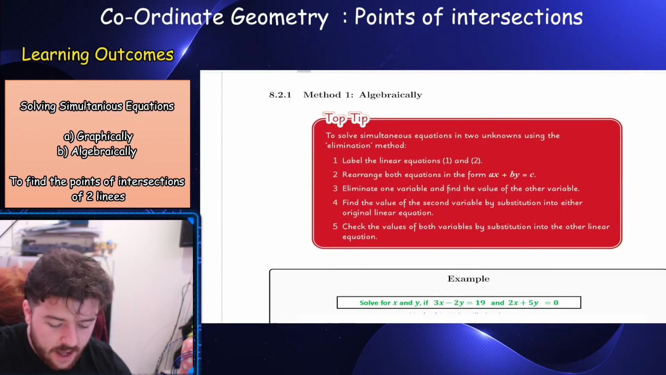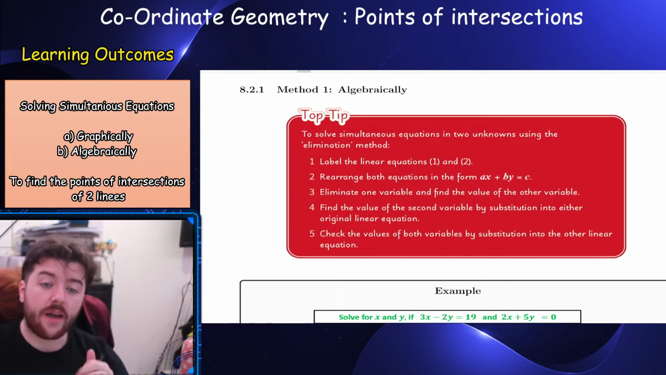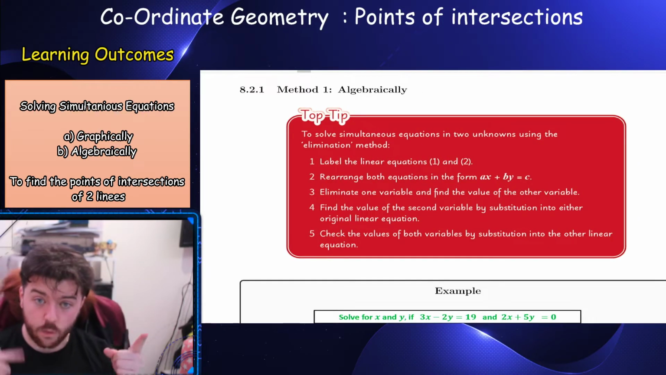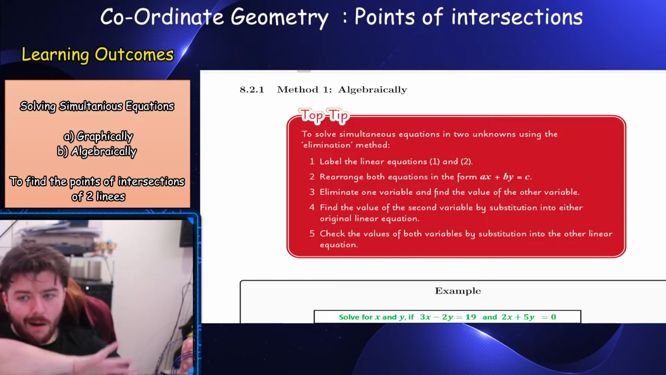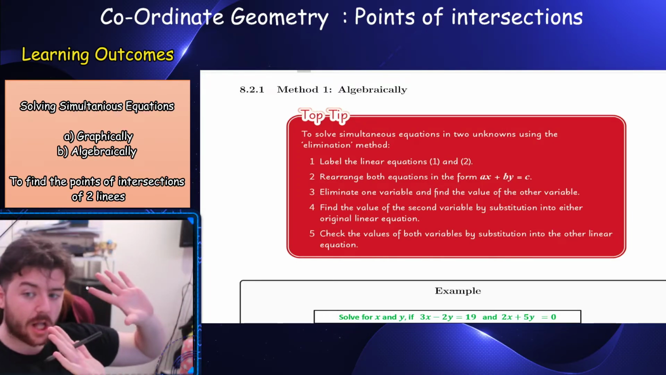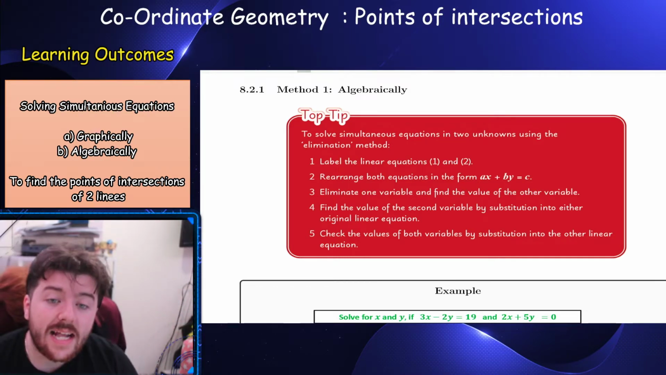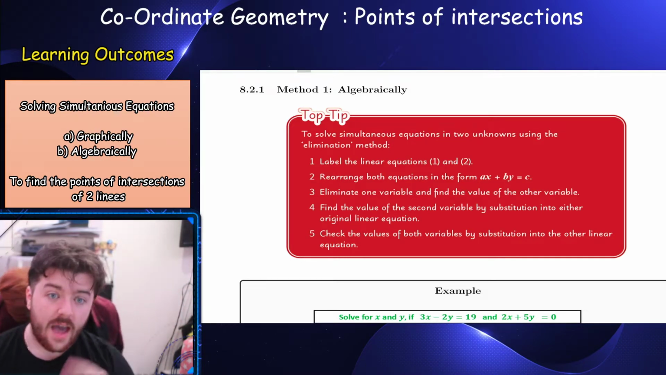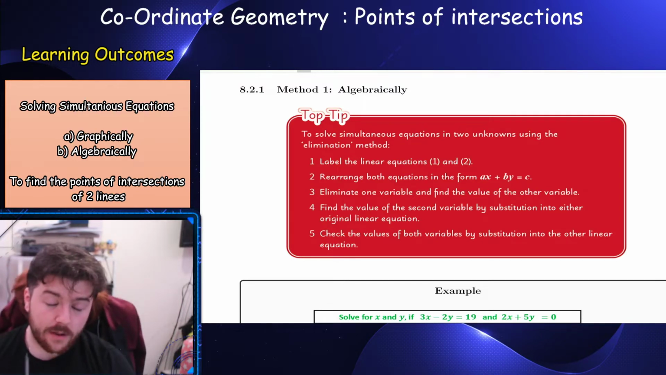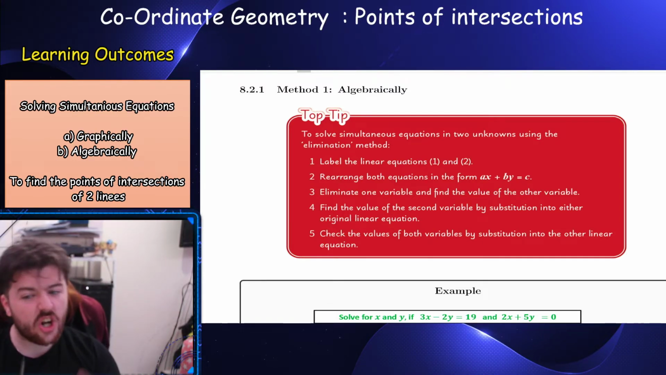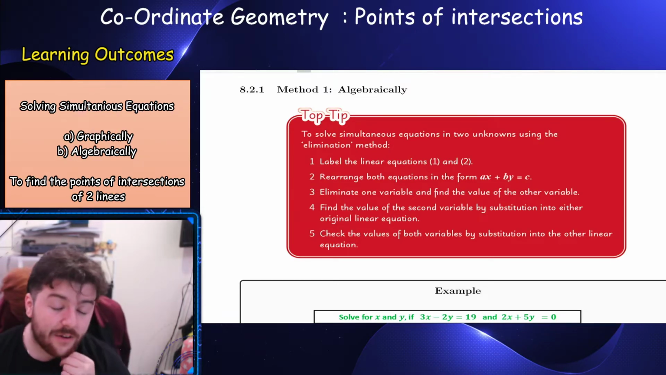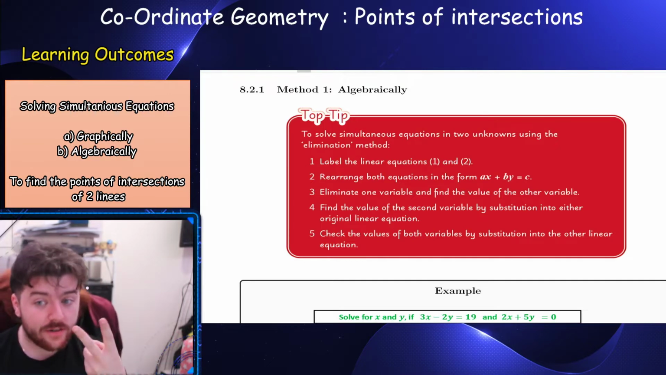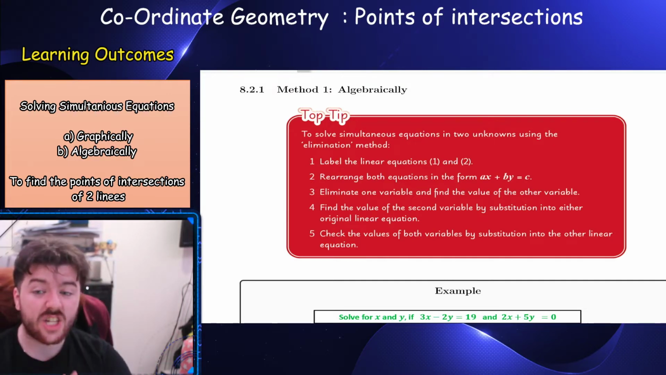Right, so algebraically, what do we need to do first? I first need to write my two equations on top of each other and label them 1 and 2. I need to rearrange both equations in the form ax plus by equals c, i.e. bring all my variables to the left and leave all my constants to the right. I then need to eliminate one variable and find the value of the other. Then, once I've found the value of the other variable, I put it back into one of my initial equations and get the value for the first variable. Then I'm going to have two values, and that will be my point of intersection.